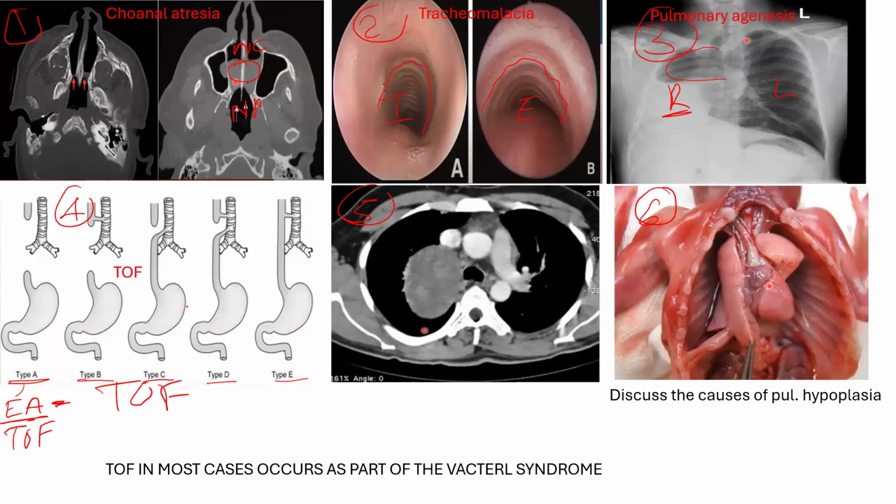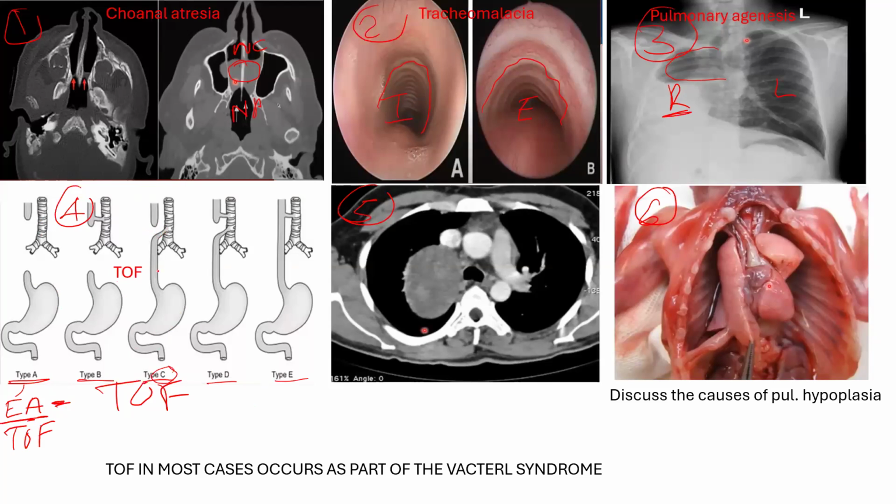So maybe a question to you: of these types, which is the most common? Very good. C for C. Okay, so type C is the most common. C for common. It is an esophageal atresia with distal tracheoesophageal fistula.